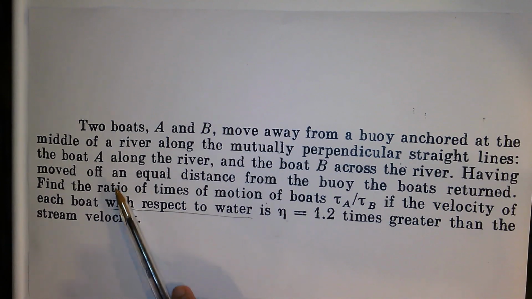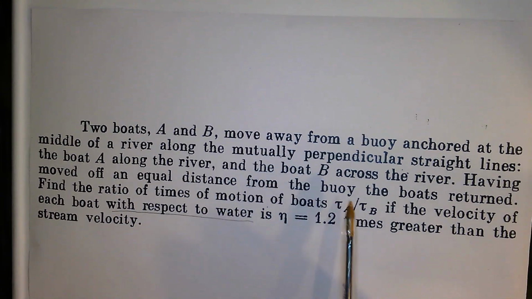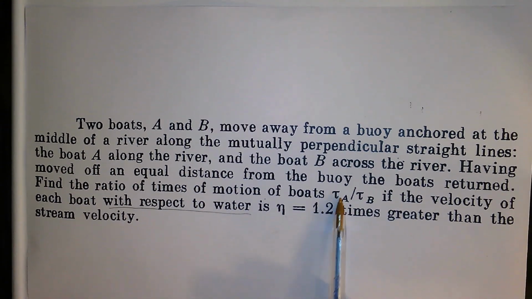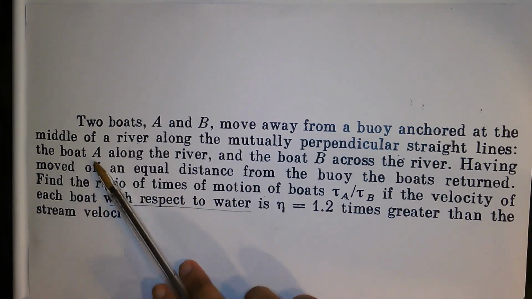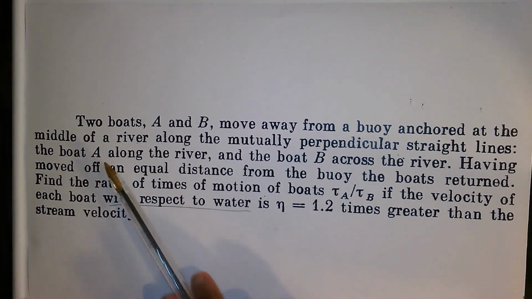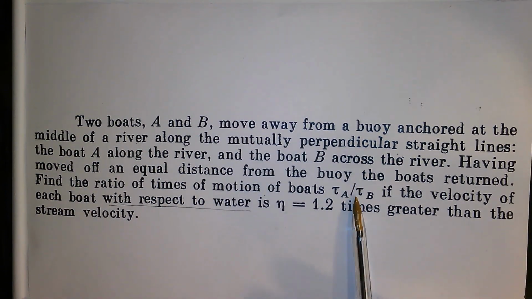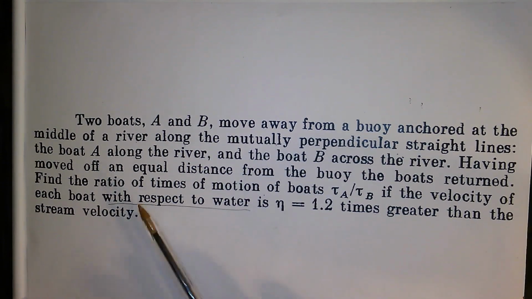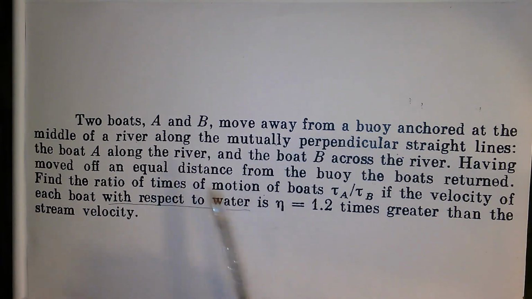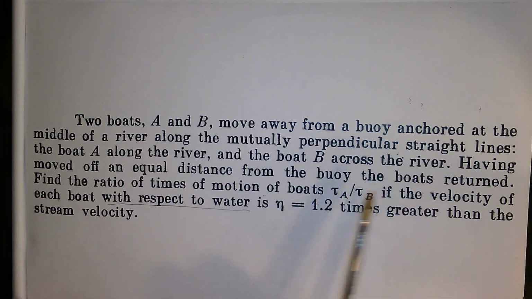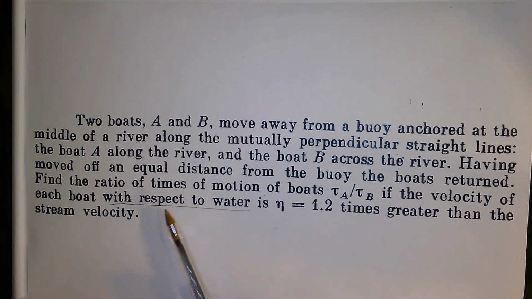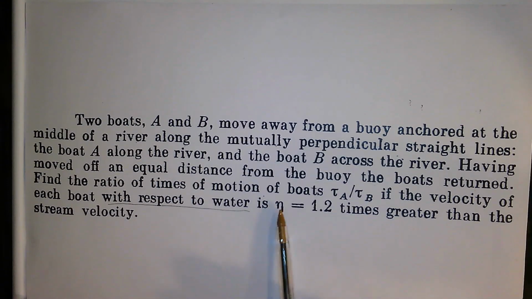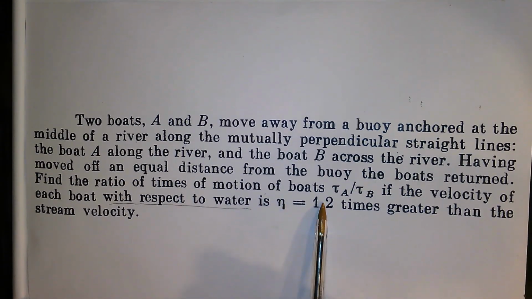Find the ratio of times of motion of boats, tau A over tau B. And here tau A is the time taken by boat A to complete the whole journey, and tau B is the time taken by boat B to complete the whole journey. So the question is asking us to find the ratio of these two times if the velocity of each boat with respect to water is eta, so that's a Greek letter eta, which equals 1.2.